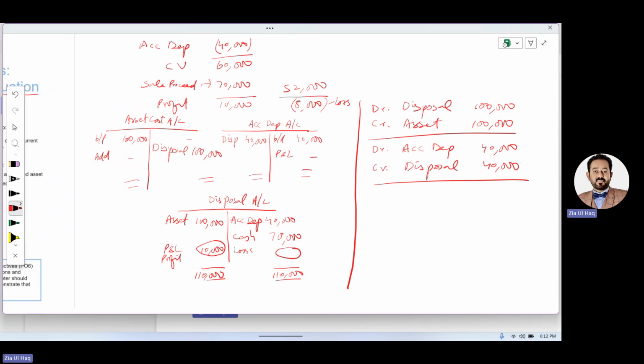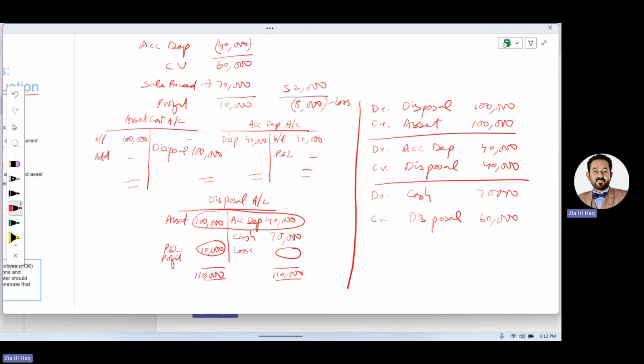Now we need to record the cash coming in. So we will debit what? Cash. How much? 70,000. Credit what? Disposal. With how much amount? Not 70,000. This is 100 minus 40, so 60,000.